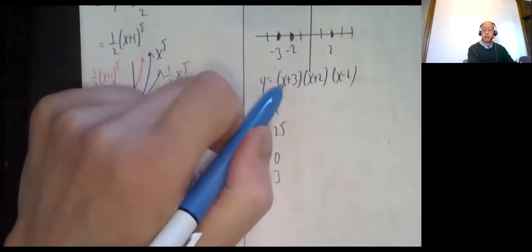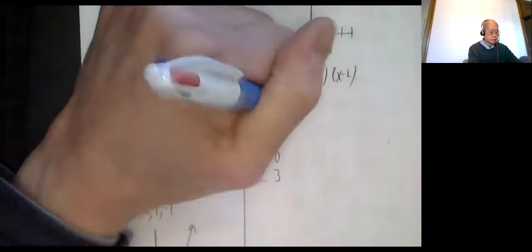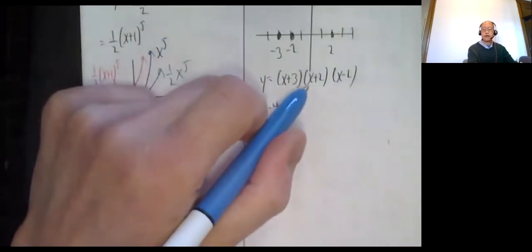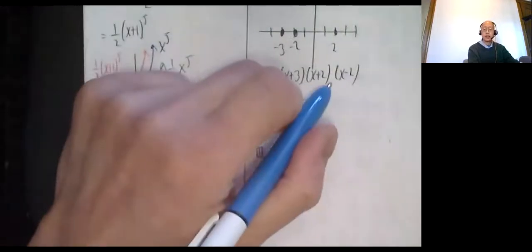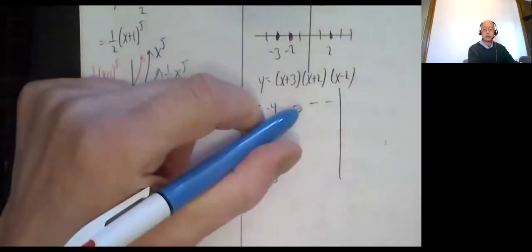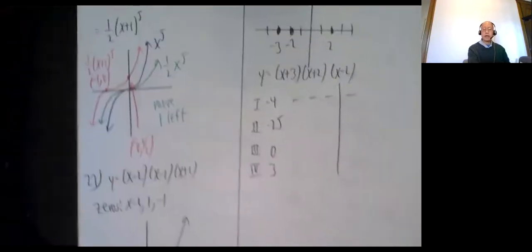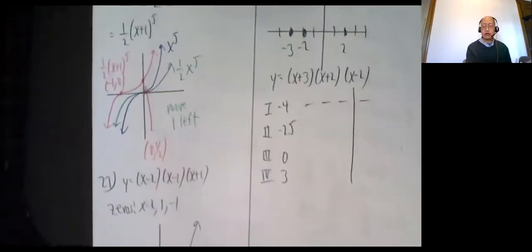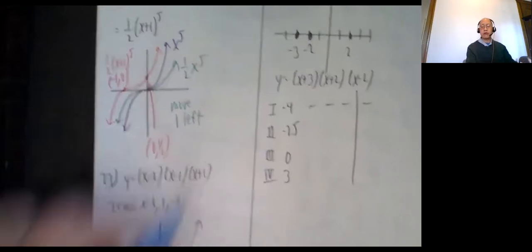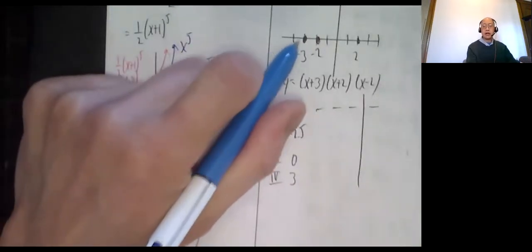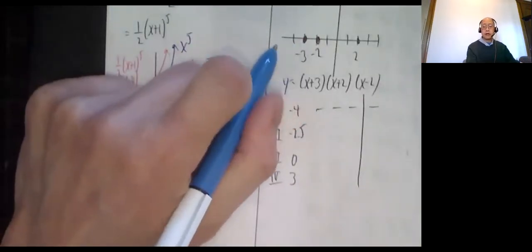Plug in -4. -4 plus 3, negative. -4 plus 2, negative. -4 minus 2, negative. 3 negatives multiplied together, negative. Now before when we did it, we said true or false, all right? But now it's either positive or negative, and you're going to graph no matter what. So this side it's negative, and there's no zeros to the left of this, so it shoots down to -infinity.